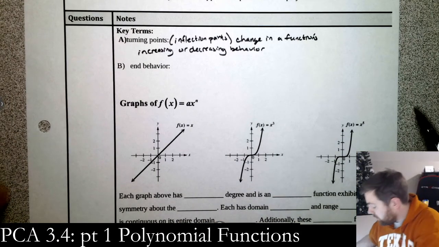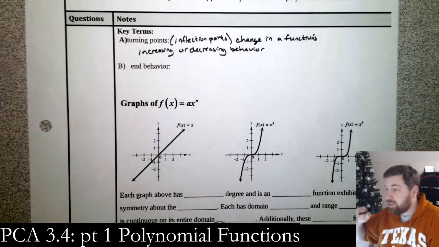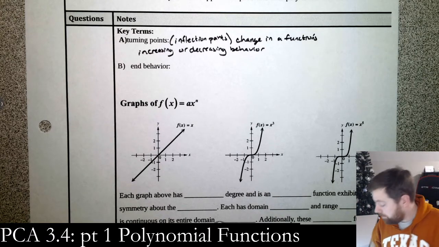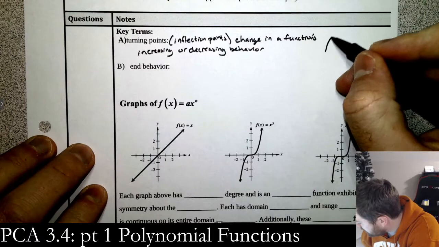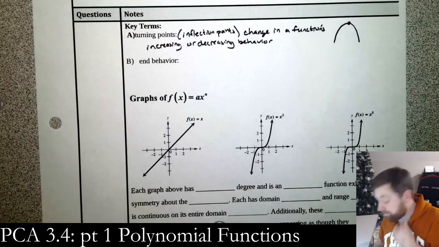Okay? So if you looked right here, there's not a good example on this one, but essentially if you think of a loop, you see where it would go from up to going down, that would be a turning point. Okay? Something like this. So this would be increasing, down to decreasing. That's where it switches, right? So that would be a turning point.